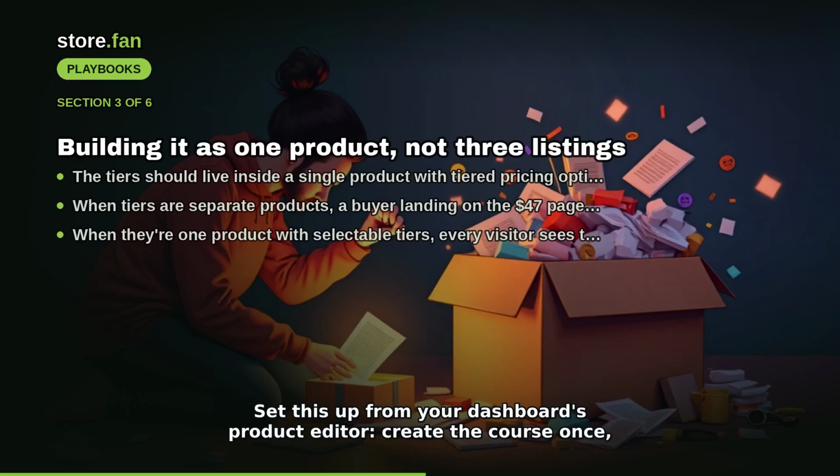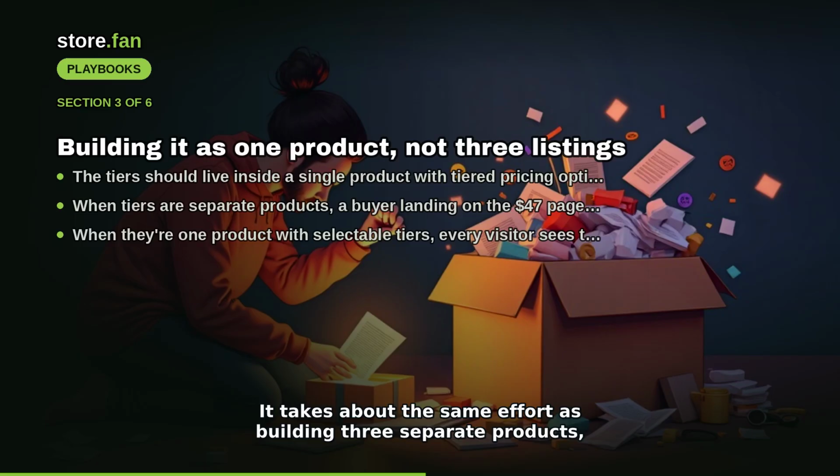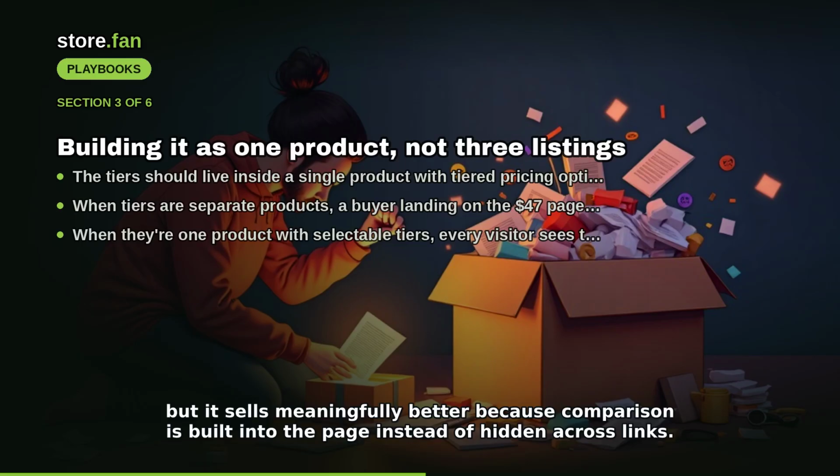Create the course once, then add your 3 pricing options with their own names, prices, and short descriptions of what's included. It takes about the same effort as building 3 separate products, but it sells meaningfully better because comparison is built into the page instead of hidden across links.